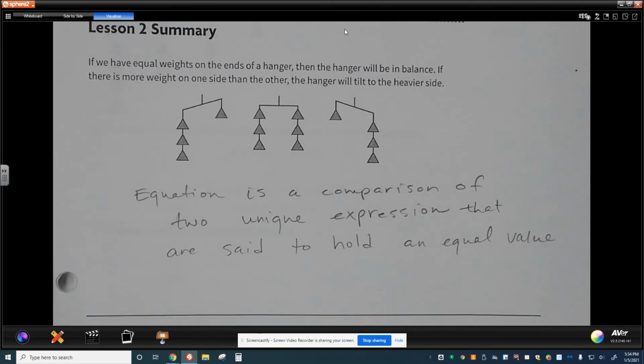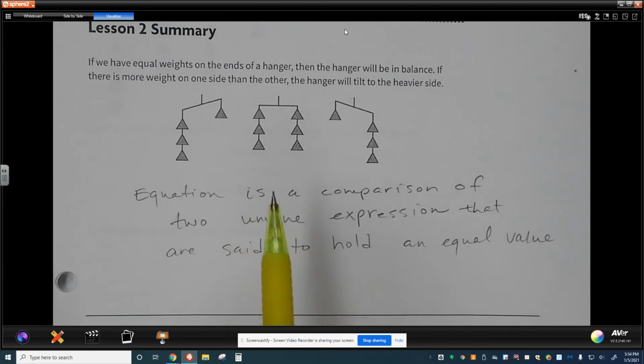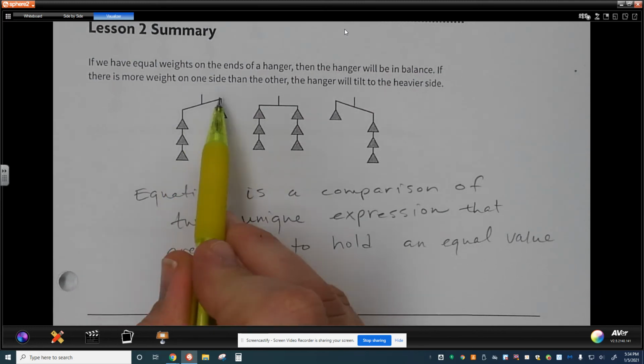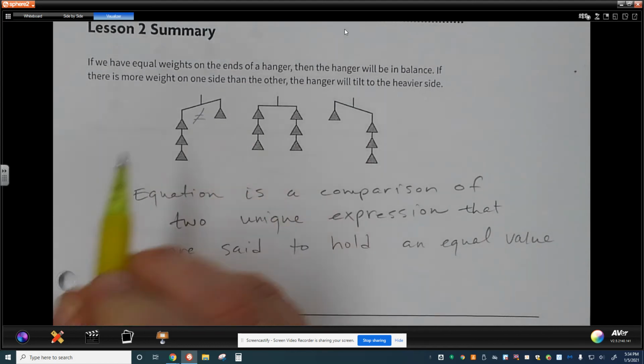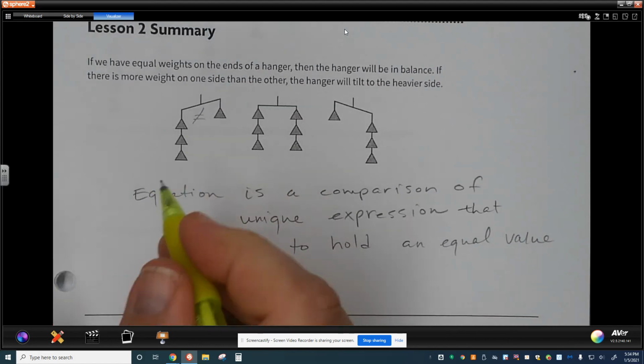In the past, I think you've always been taught that the difference between an expression and an equation is an equal sign. While that's true, there's a lot more to it. In this case, what we really need to understand is that each of these hangers on each side is an expression. This expression right here is not equal. This is what we call an inequality.